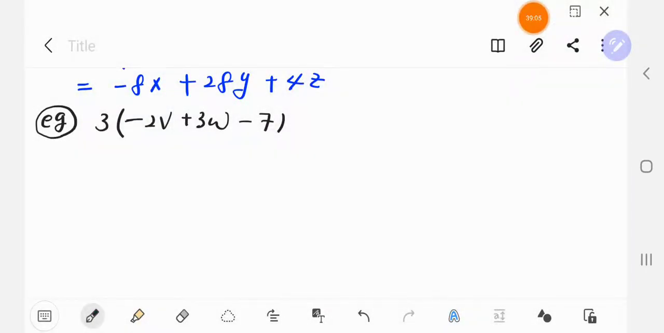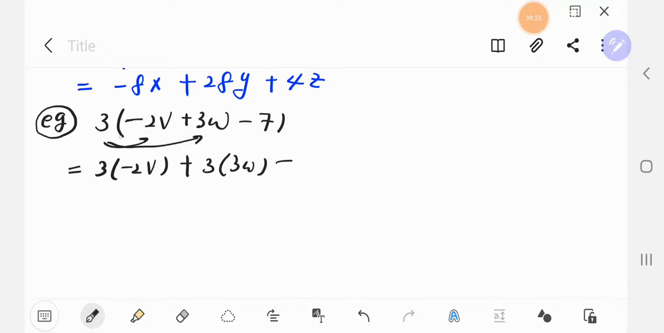Okay, let's try the last example. This one is pretty simple because we are multiplying these three addends inside the parentheses by 3. So 3 times negative 2v, plus 3 times 3w, right? And then minus 3 times 7. So this will be negative 6v plus 9w, and then minus 21.